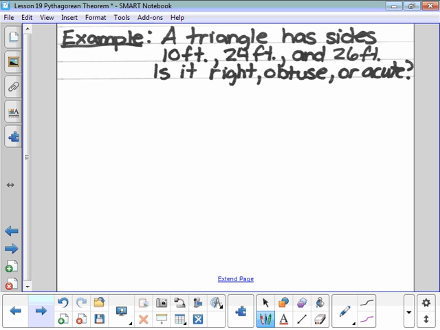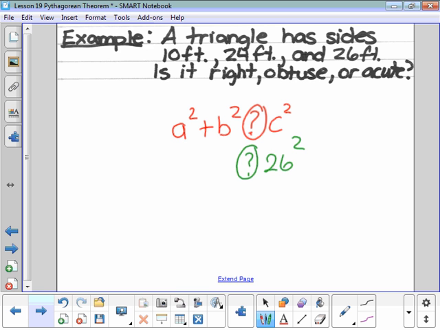When I'm asked this question, I'm always going to start by writing down the Pythagorean theorem. Again, remember, in this case, we don't know if A squared plus B squared is equal to C squared, bigger than it, or smaller than it, so I like to use the question mark, because that's what we're trying to figure out. The biggest side in this example is 26 feet, so that goes in for C. Then A and B are the other two, the smaller sides, so I'll use 10 and 24. Again, if you did 24 squared plus 10 squared, we'll get the same answer.